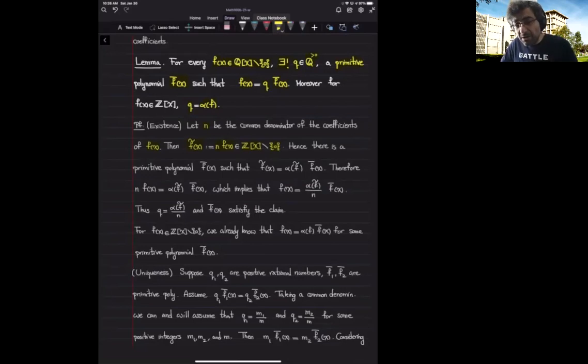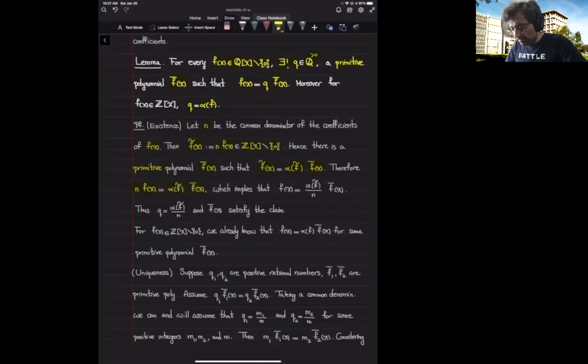For integer polynomials, I know that it can be written as its content times a primitive polynomial. So by the previous lemma, there exists a primitive polynomial f bar such that f tilde is just its content times f bar. But let's recall what f tilde was. f tilde was n times f.